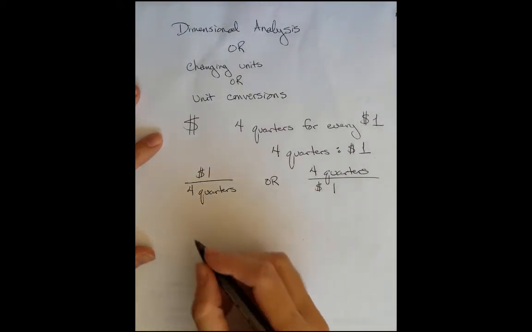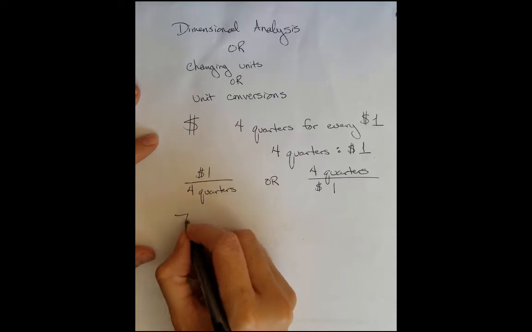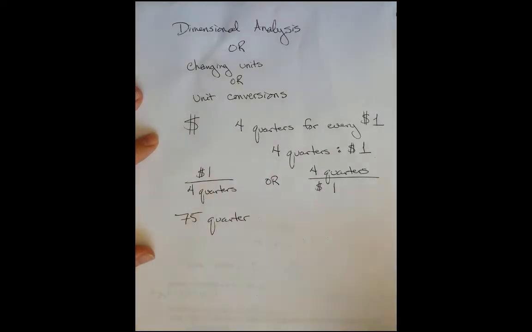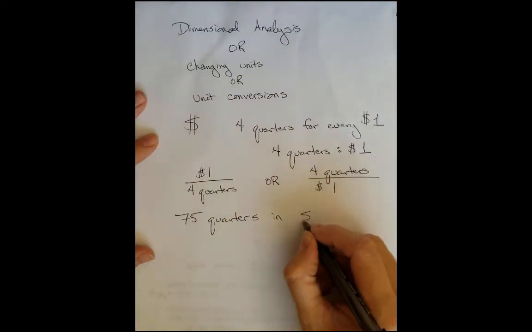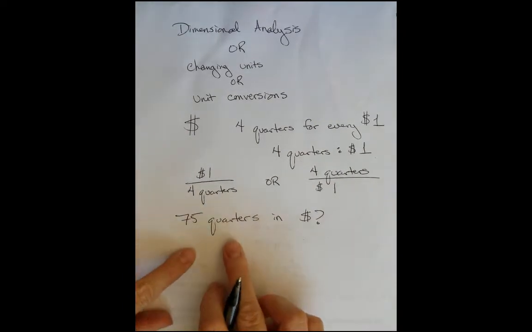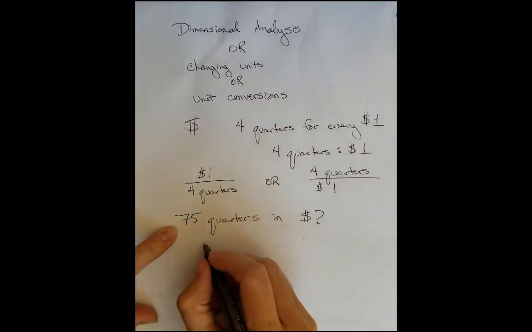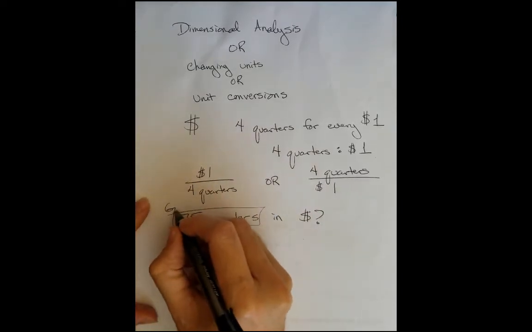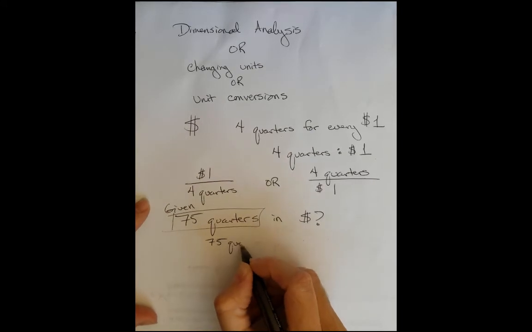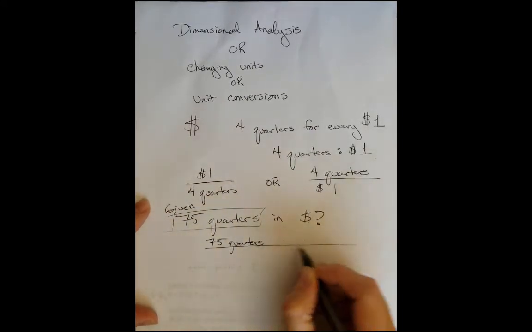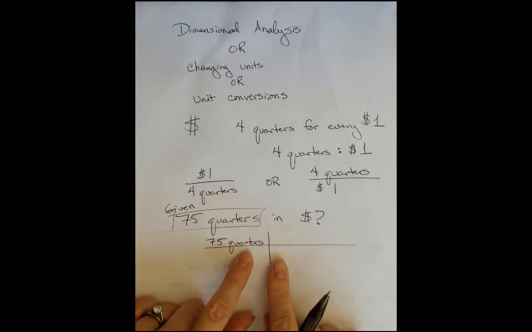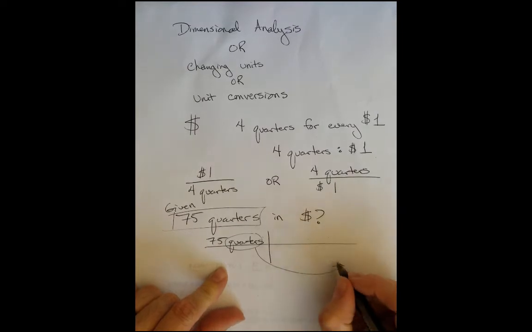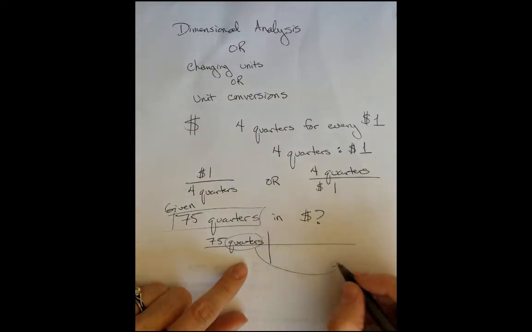So if we had something like 75 quarters, and I wanted to know how much money that actually was in dollars, what I could do is I could use my ratios. So I'm going to start with my given. So this number they gave me is my given. And then what I want to do is, since I want to convert units, I want to be able to have whatever my given unit is down here on the bottom. So I want my given unit to cancel out.